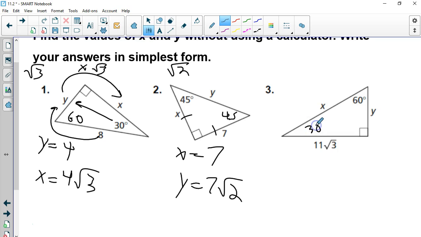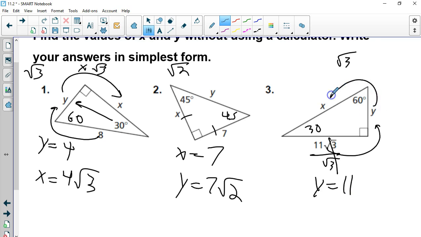Again, we have a 30, 60, 90. Okay? So to go from the long side to the small side, short side, we're going to divide. And remember, our magic number is radical 3. So I'm just going to write it right here. I'm going to divide by radical 3, which cancels, giving me y equals 11. And then I just double to get to the hypotenuse. X is 22.